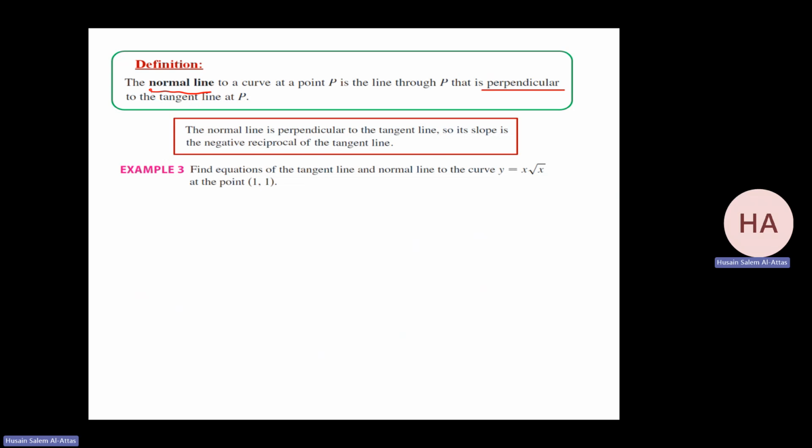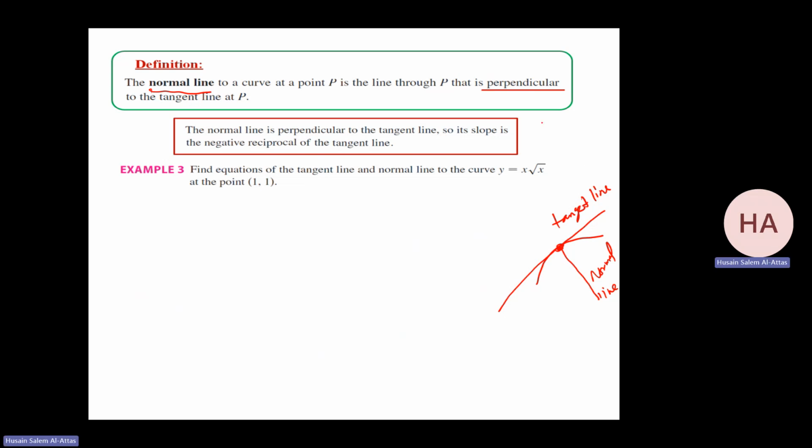A normal line to a curve is a line through P that is perpendicular to the tangent line. So the idea, if I have a curve, this will be the tangent line. The normal line is the perpendicular line. This is the normal line, and this is the tangent at this point. So the normal line is the line which is perpendicular to the tangent line. That's mainly the idea.